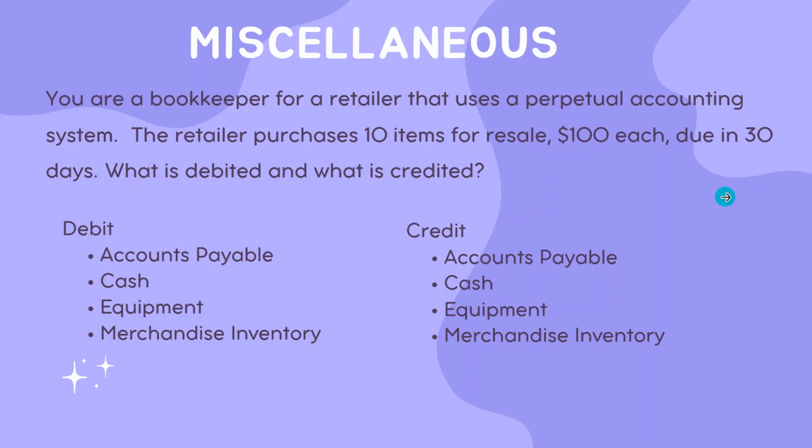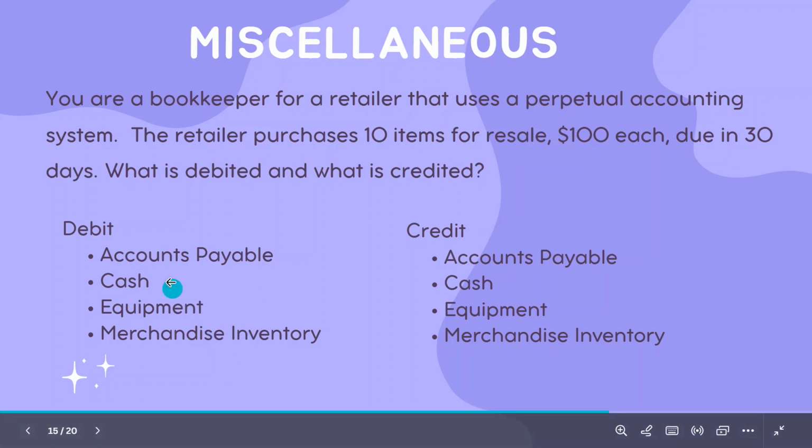Okay. Remember, in perpetual, you don't use the account purchases. You keep a running balance in the merchandise inventory account. So you purchase 10 items for resale, 100 each. So merchandise inventory is for resale. So you're going to debit merchandise inventory.